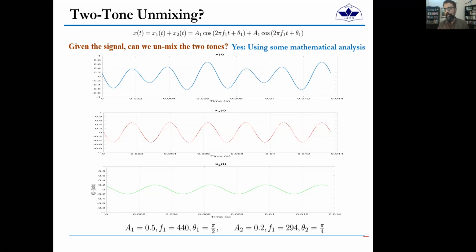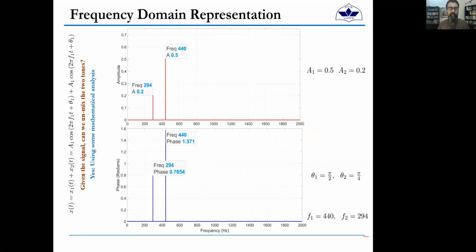There's some excitement to it, right? There are tools that would allow you to do that. And this is a representation, which we're going to say is the frequency domain representation of that mixture of two sinusoids. You have an amplitude representation and a phase representation. On the x-axis, I have frequency. On the y-axis here, I have the amplitude. For that particular example, this was a mixture of two sinusoids with frequencies of 440 hertz and 294 hertz. The 294 hertz sinusoid had an amplitude of 0.2, and the 440 hertz an amplitude of 0.5.